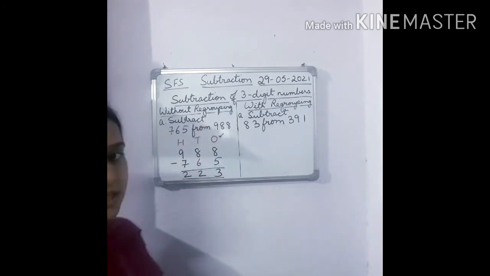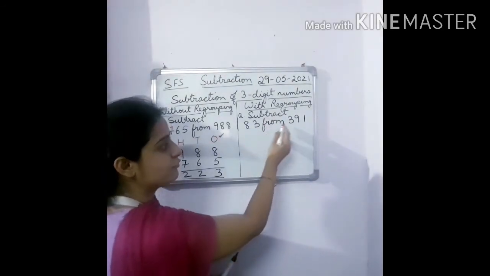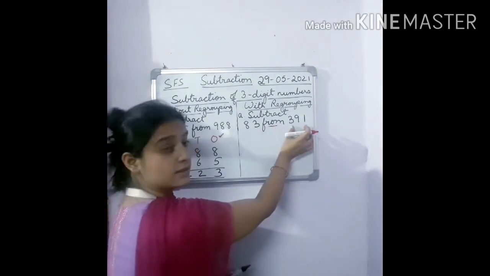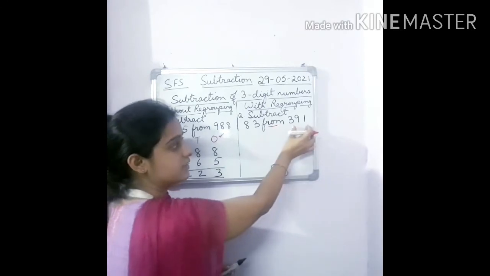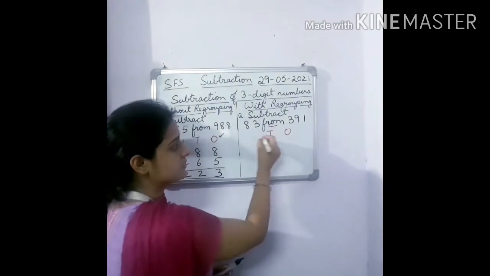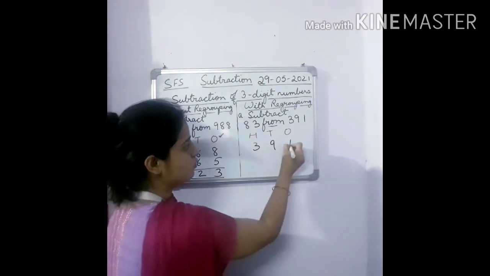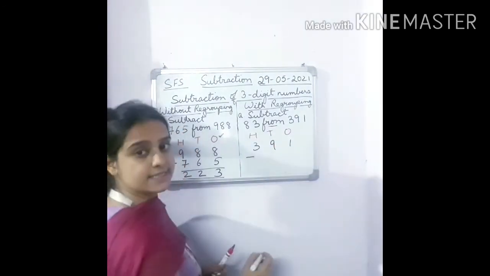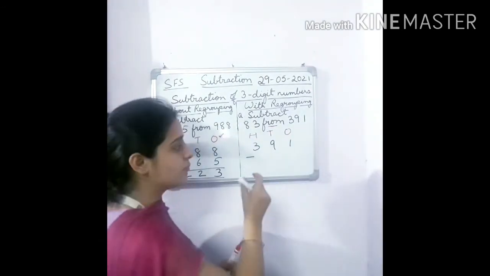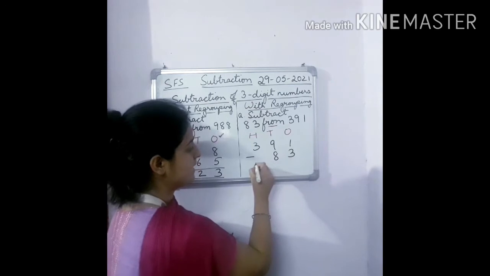Now let's do subtraction with regrouping. Subtract 83 from 391. So children, the word from is there. That means the next number comes first. And 391 is bigger, so we will write first. So 3-digit numbers, ones, tens, hundreds. So 391 minus 83. 83 is a 2-digit number, children. So you have to arrange these numbers properly. 80 comes in tens place and 3 comes in ones place, 83.